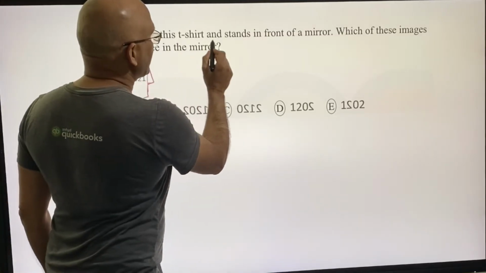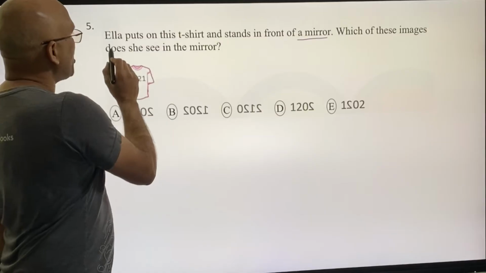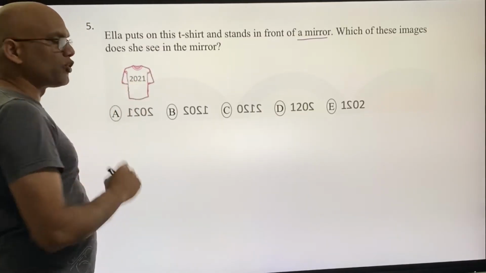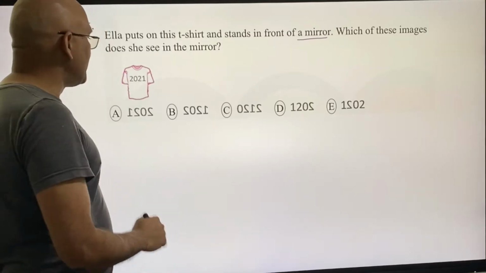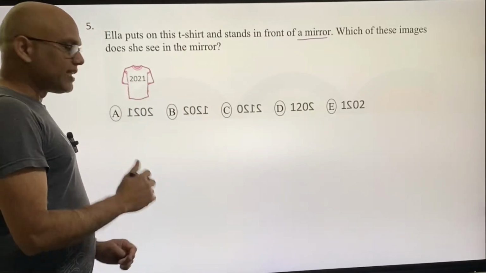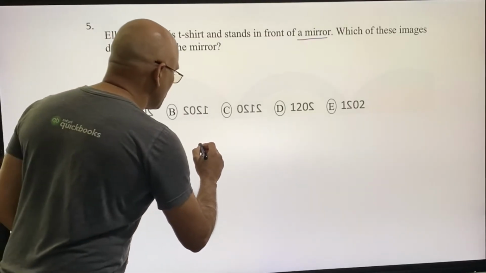Ella puts on this t-shirt and stands in front of a mirror. Which of these images does she see in the mirror? Okay, so this is a t-shirt with 2021 written on it, and then standing in front of a mirror. So which image do I see? All right, so this problem is slightly tricky to explain. So let me write 2021.